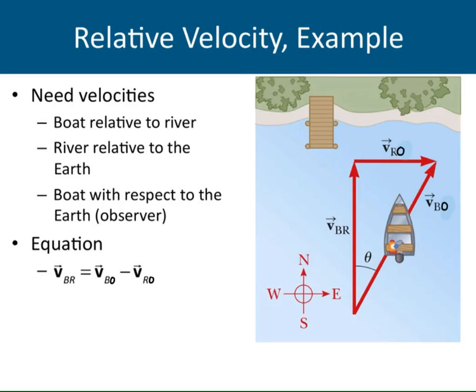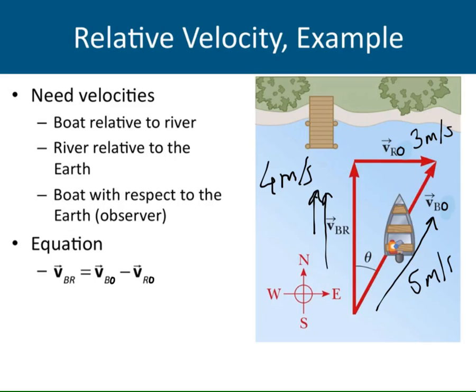So let's do a very quick example. The boat has a velocity with respect to the water of 4 meters per second. And if the flow of the water is 3 meters per second, I hear immediate answers that the velocity of the boat with respect to the observer on the ground will be 5 meters per second, right? If the river has no flow, zero, then the boat will move in the vertical direction with respect to the ground with a velocity of 4 meters per second.